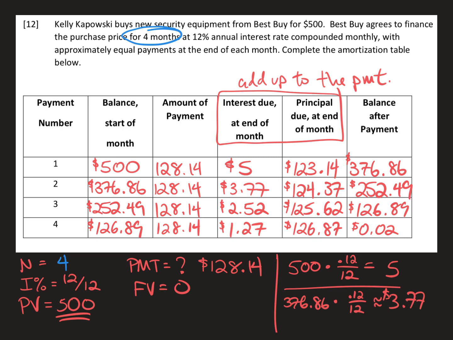At the very end, it looks like we still owe, or sorry, Kelly still owes 2 cents. And you probably would have known that going into the last month, maybe $128.14 wasn't going to cut it. So maybe you just adjust this last payment a few cents to make sure your ending balance is zero.